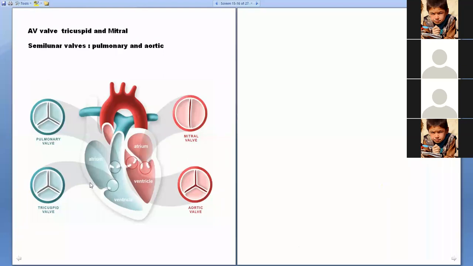We have diseases in which these valves become defective. Either it doesn't close properly, so the blood will leak into the atrium, or it doesn't open, so the blood will not be transported from the atrium into the ventricle. We will discuss those diseases later. Either it cannot close properly or it cannot open properly, and it can lead to certain diseases which we will study later.